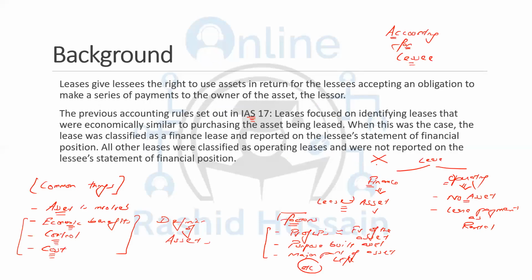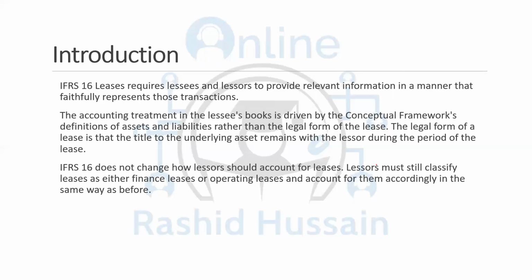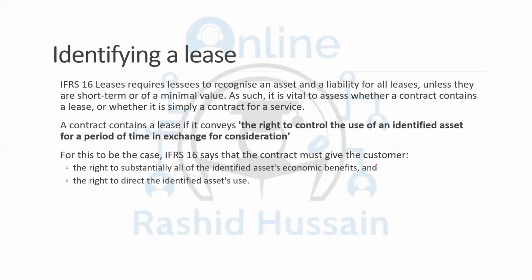So remember the background: the IAS 17 treatment is no longer applicable because it was not consistent with the definition of the asset and liability within the financial reporting framework. So now we have a different treatment, which says that you are going to record a contract as a lease if it conveys the right to control the use of an identified asset for a period of time in exchange for the consideration.